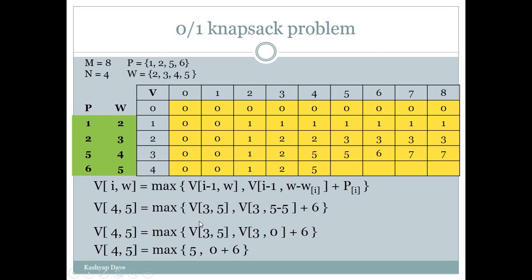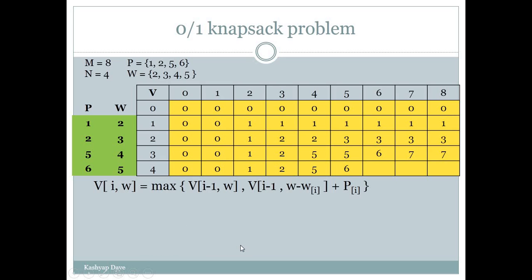By calculation we can know that V3 comma 5 is 5, and V3 comma 0 is 0, plus profit 6, so 6. So in that case we can see that the maximum of 5 and 6 is 6. So at place 4 5, at this place we will put our 6. Okay, so this is 6.